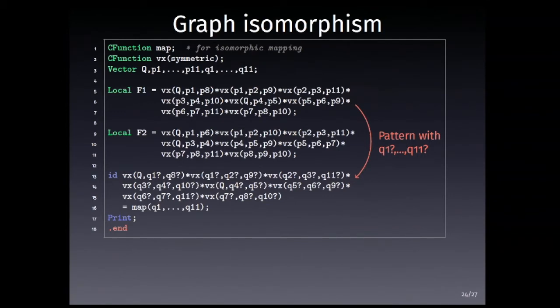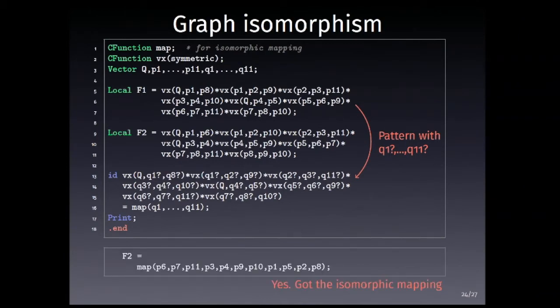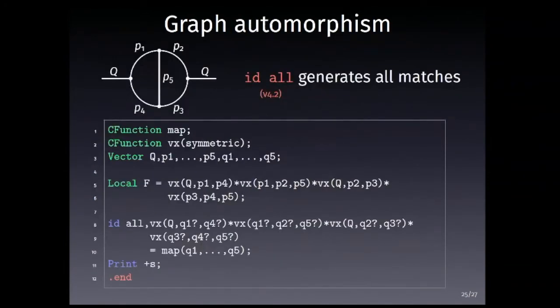That means if there's a match, then it actually keeps all the connections of the vertices and edges, so it's equivalent. If I run this program, I can get, yes, this is equivalent, and I can get the isomorphic mapping. Another thing is the ID all option in the ID statement, introduced in version 4.2. It generates all matches, not only one, and gives the sum of all the matches.